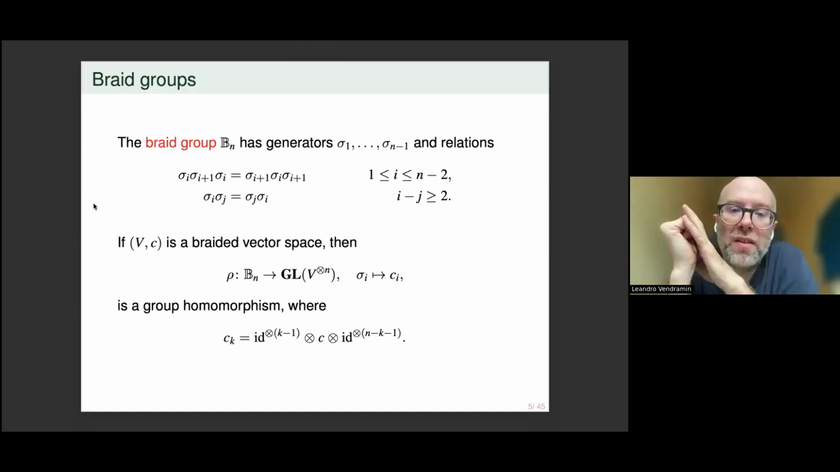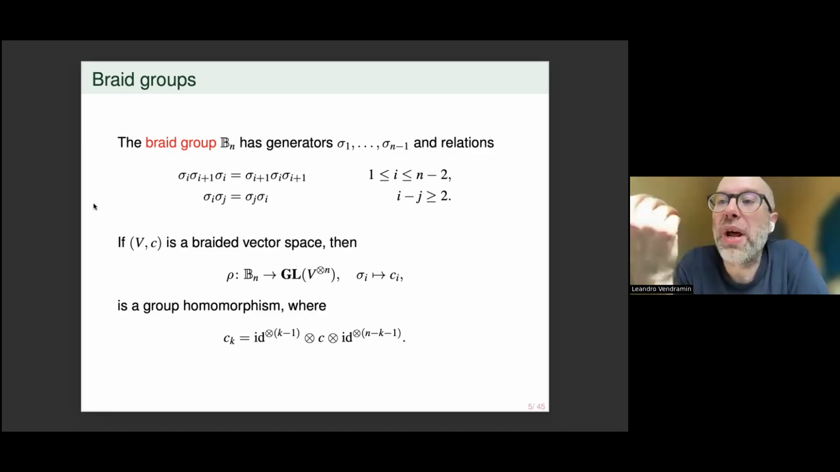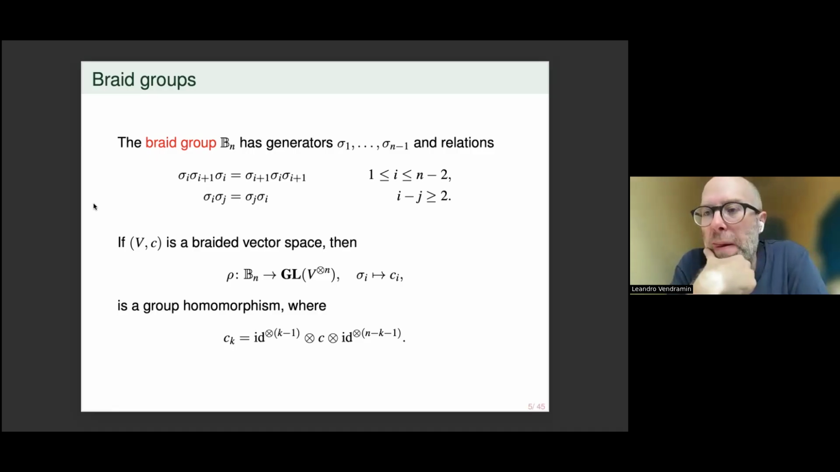Well, every time you have a braided vector space, you produce a representation of the braid group. Just recall that the braid group is the group with these n-1 generators, and the defining relations are: you have a braid relation for two consecutive generators, and if the generators are separated from each other, then they commute. And you produce a representation of the braid group just replacing a generator sigma_i by the braiding applied in positions i and i+1, which is what I wrote there.